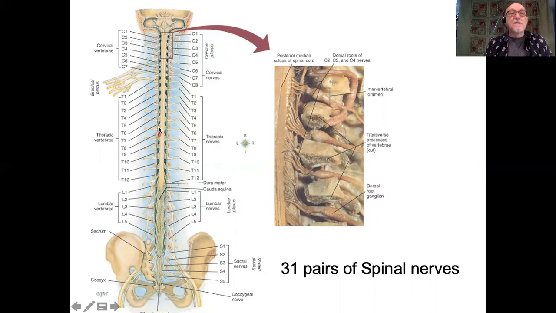I know this diagram is very complicated, but have a look here. You can see how they branch out into the rest of the body. We'll talk about them a little bit more in a while. Just remember, there are 31 pairs of spinal nerves.